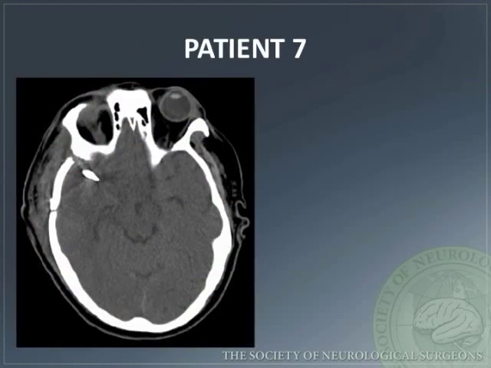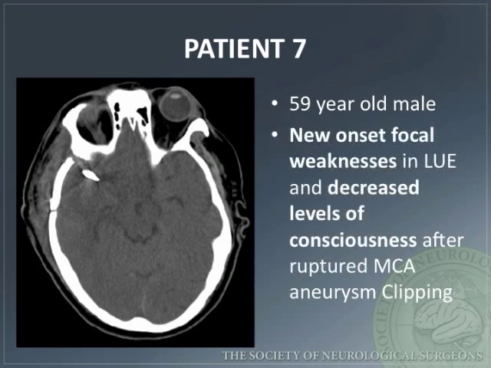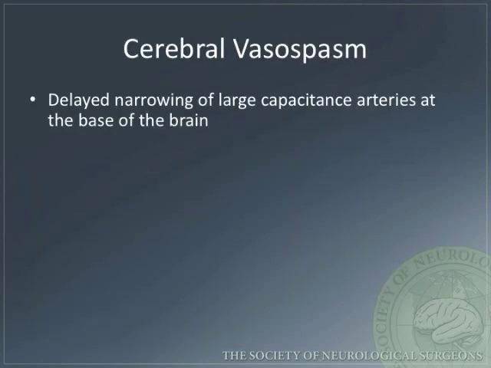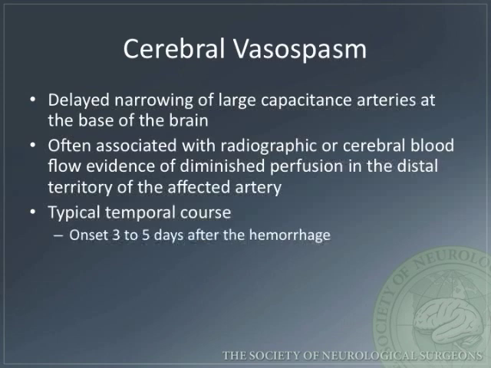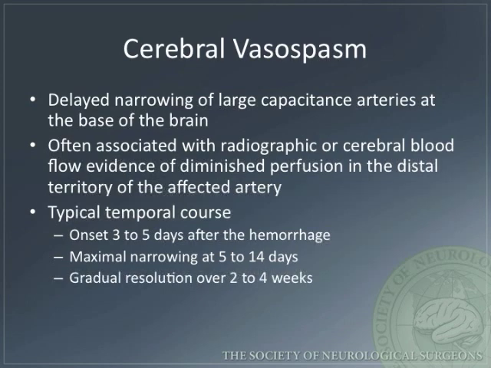Here is case example number 7. A 59-year-old male with new onset focal weakness in his left upper extremity and decreased level of consciousness after ruptured MCA aneurysm clipping. The leading diagnosis in this case is vasospasm, a delayed narrowing of large capacitance arteries at the base of the brain. It is often associated with radiographic or cerebral blood flow evidence of diminished perfusion in the distal territory of the affected artery. Typical temporal course involves onset 3 to 5 days after the hemorrhage, with maximal narrowing at 5 to 14 days and gradual resolution over 2 to 4 weeks.